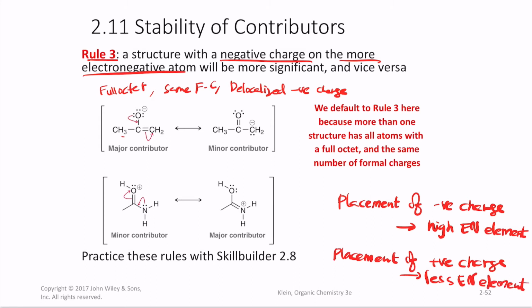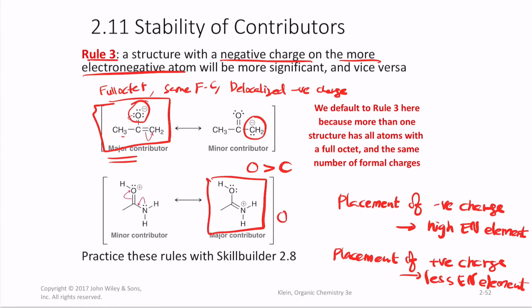So between these two, oxygen has a negative charge here, and here carbon has a negative charge. Between an oxygen and carbon, oxygen has a higher electronegativity than carbon. So if oxygen has the negative charge, that becomes the major contributor. In the same way, if you have a positive charge between oxygen and nitrogen here, oxygen has greater electronegativity than nitrogen, so nitrogen should have the positive charge. So this is rule 3.